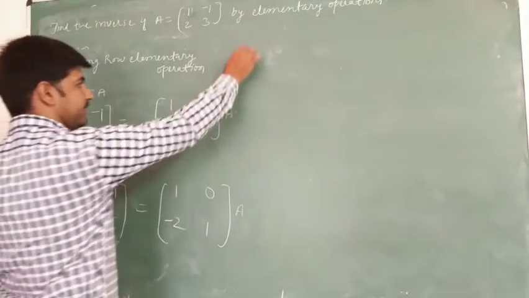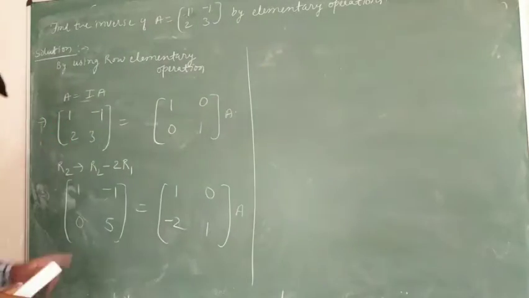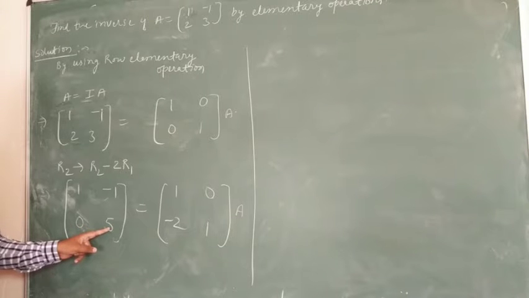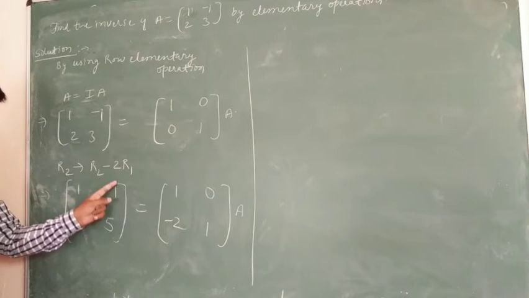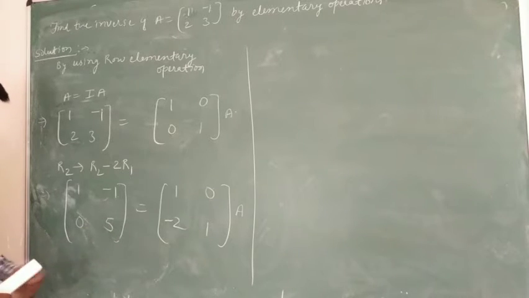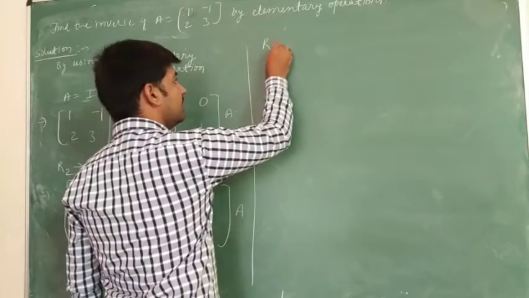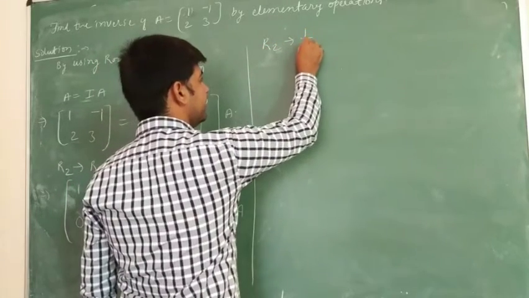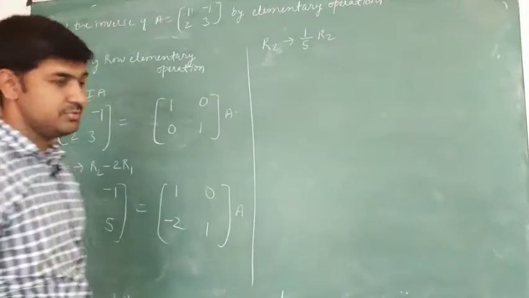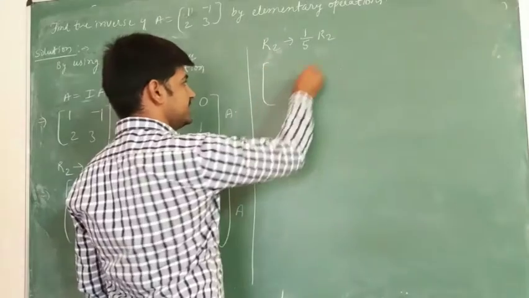Now moving on, dear students, what will we be using now? This has become 0. Let us make this 1, because our objective is to make this an identity matrix. So we will be making this 1. So what we can do is R2 becomes 1 upon 5 times R2. The second elementary operation or transformation is being used here. So let us apply this.